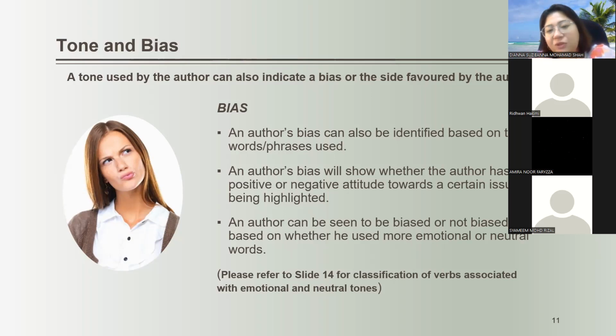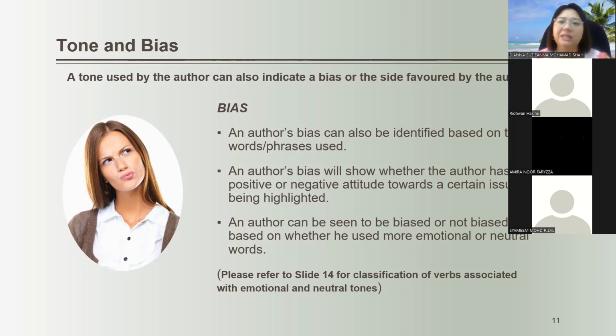Okay, an author can be seen to be biased or not biased based on whether he used more emotional or neutral words. So when it comes to being biased, there will be emotion involved, right? There will be emotion involved. They might share their disappointment, all right? They might be angry, they might be feeling sad, for example, but they can also be neutral. Okay, being neutral. When it comes to neutral, it means that you are not showing whether you are actually a biased person. You might list the same strength.